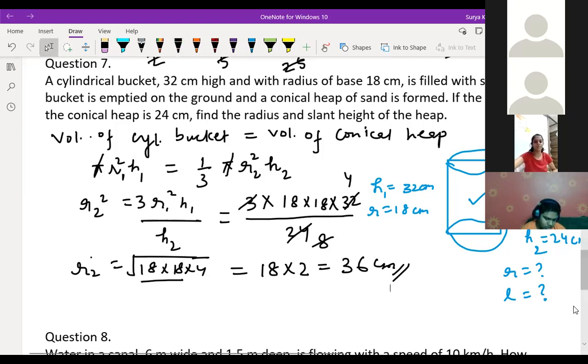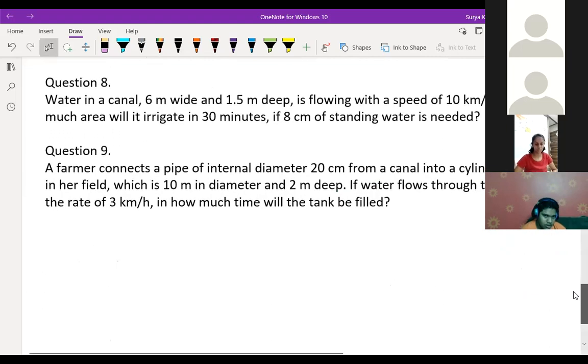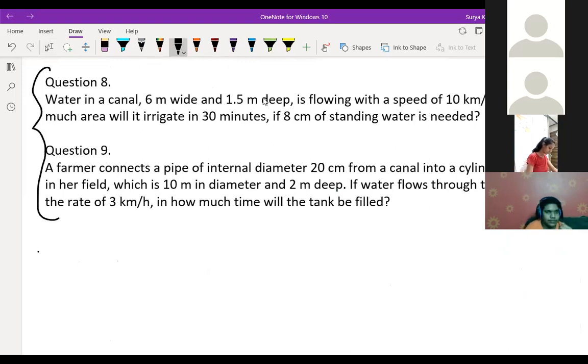Yes, sir. All right. So question number 8. Water in a canal. This, children, I'll give you homework. These two questions, you do it as homework. Think over it, this is very interesting question. If you are not getting, in the next class, I'll discuss these questions. 8 and 9 is homework for you. You have to think over it, and in the next class, you have to explain to me.